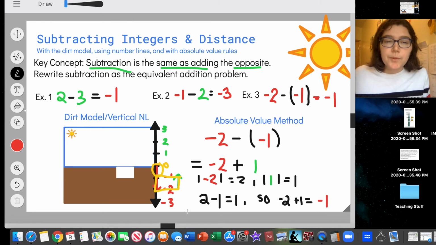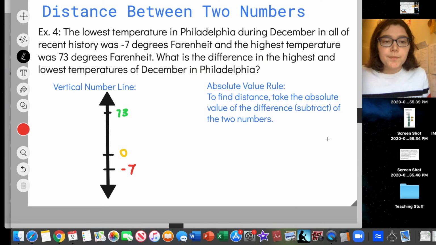Lastly, we're just going to look at one example of finding distance between two numbers, which is also going to involve subtraction. So looking at our fourth example, the lowest temperature in Philadelphia during December in all of recent history was -7 degrees Fahrenheit, and the highest temperature in December was 73 degrees. What is the difference in the highest temperature and the lowest temperature of December in Philadelphia? So what is the difference between that 73 degrees and -7 degrees?